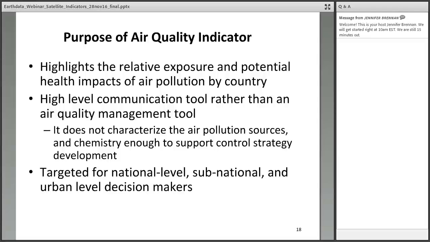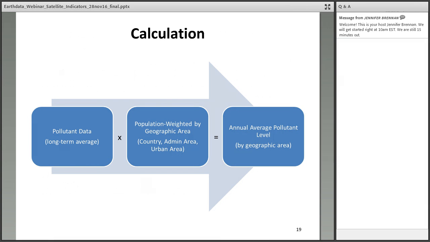So what we wanted to do was highlight the relative exposure and potential health impacts of air pollution by country. It's more of a high-level communication tool rather than a day-to-day air quality management tool. It's not going to tell you where your air pollution sources are coming from, it will not support ground control or pollution control measures necessarily, but it does help decision makers identify where the worst affected areas are, and hopefully triggers deeper analysis of what's going on the ground.